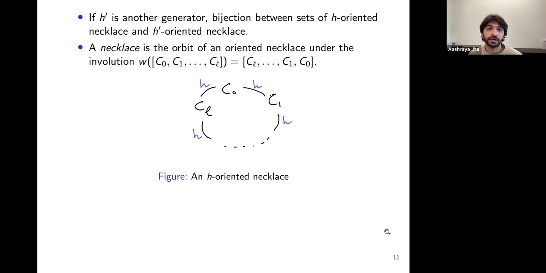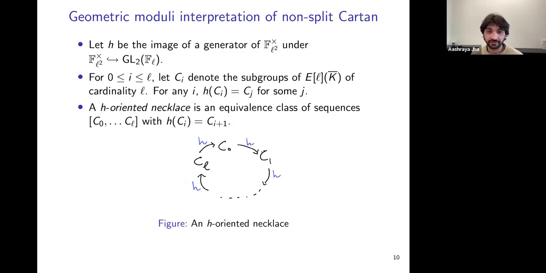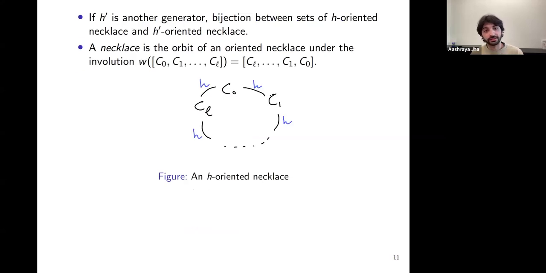Okay, so the technical point is that if H prime is another generator, then there is a bijection between H-oriented necklaces and H prime-oriented necklaces. And there's this natural involution where you just reverse the order of C0 through CL, identifying C0 through CL with CL through C0. And so this is an H-oriented necklace, which looks almost identical, but if you paid some attention, I have very cleverly removed the arrows from this picture. So yeah, the arrows were denoting the orientation.